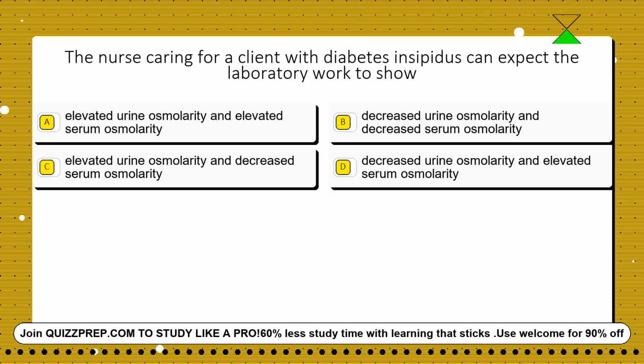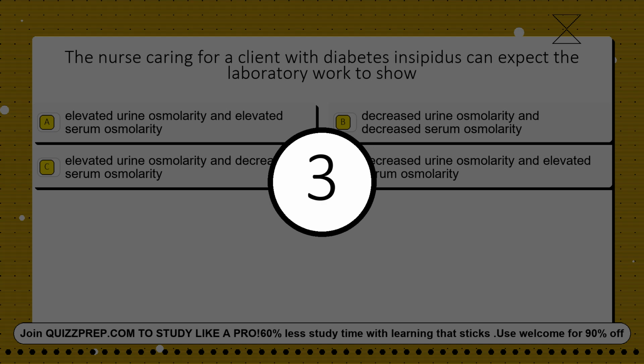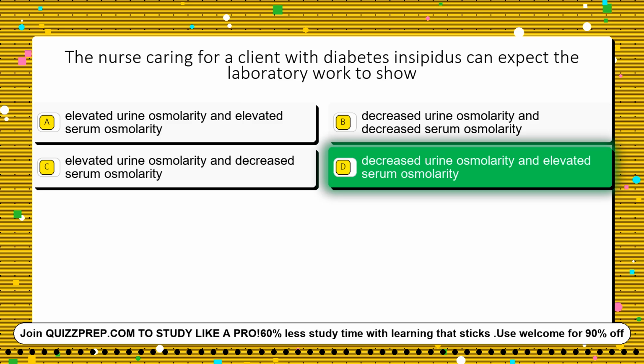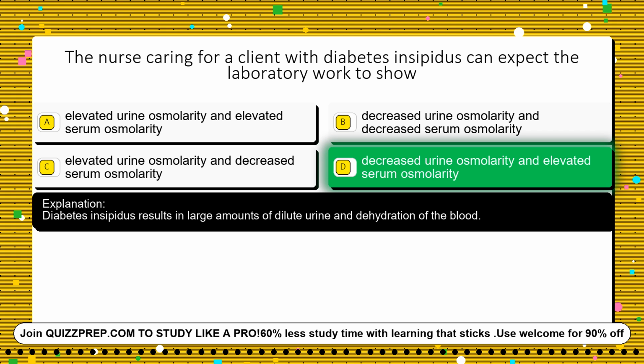Question 120. The nurse caring for a client with diabetes insipidus can expect the laboratory work to show: Option A, elevated urine osmolarity and elevated serum osmolarity. Option B, decreased urine osmolarity and decreased serum osmolarity. Option C, elevated urine osmolarity and decreased serum osmolarity. Option D, decreased urine osmolarity and elevated serum osmolarity. The correct answer is option D, decreased urine osmolarity and elevated serum osmolarity. Diabetes insipidus results in large amounts of dilute urine and dehydration of the blood.